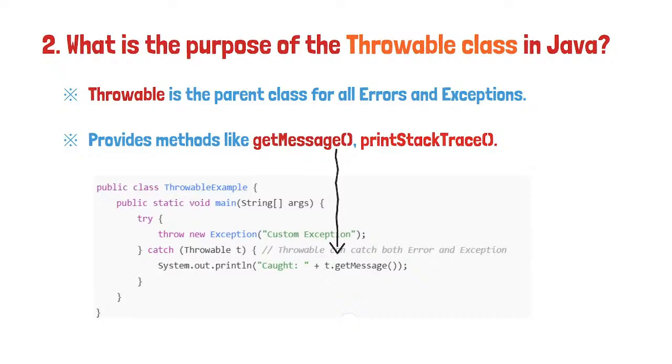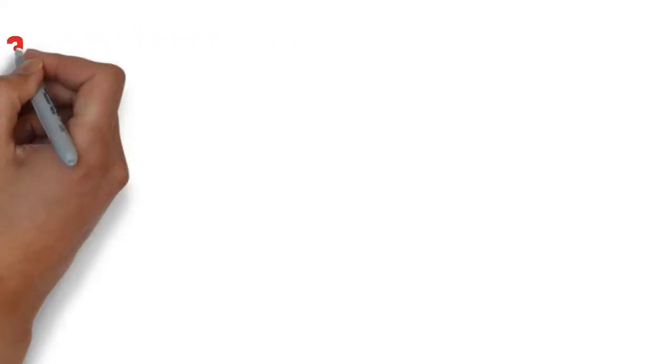For that reason we are using the Throwable class. You can catch it in a catch block, and after that you can access the message, or you can use t.printStackTrace(). So this is it, let's see the next question.